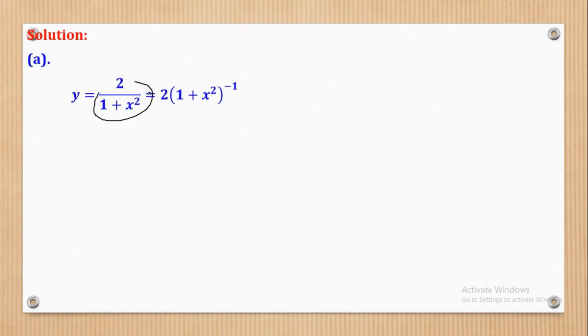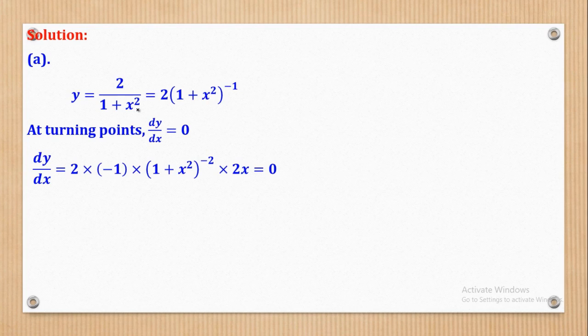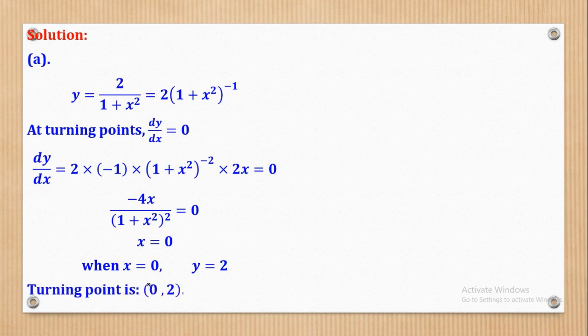So this one can be written as this. Then at turning points, dy/dx is equal to 0. So differentiate and equate to 0. Simplify, cross multiply, therefore x will be equal to 0. When x is equal to 0, y is equal to 2. Therefore, the turning point is (0, 2).